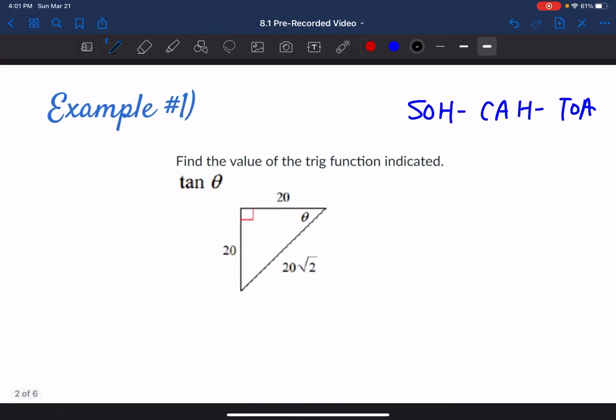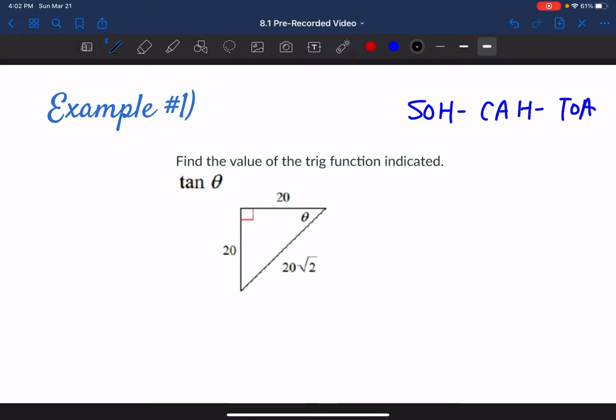So let's look at example number 1. You guys can pause the video and then copy this. Find the value of trig functions indicated, and then you guys have to find tangent of theta. Alright, so please pause the video and copy this right triangle. And if you can, please try to do it by yourself. Okay? So let's look at it.